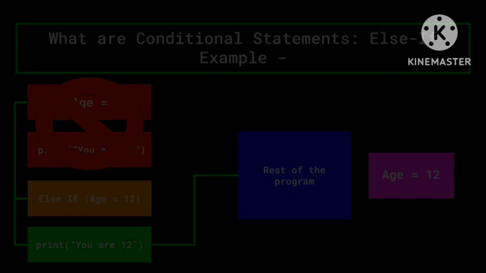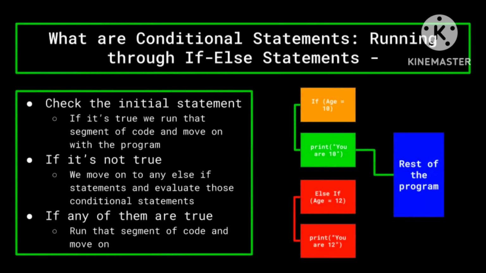So, as a review, we check the initial if statement. If it's good, then we run all the code within that if statement's curly brackets and move on with our program. If the initial if statement is not true, we then move on to any else if statements and evaluate if those conditional statements are true. We can have as many else if statements as we want, although this could lead to clutter amongst your code, so we'll talk about some alternatives later to help this out.